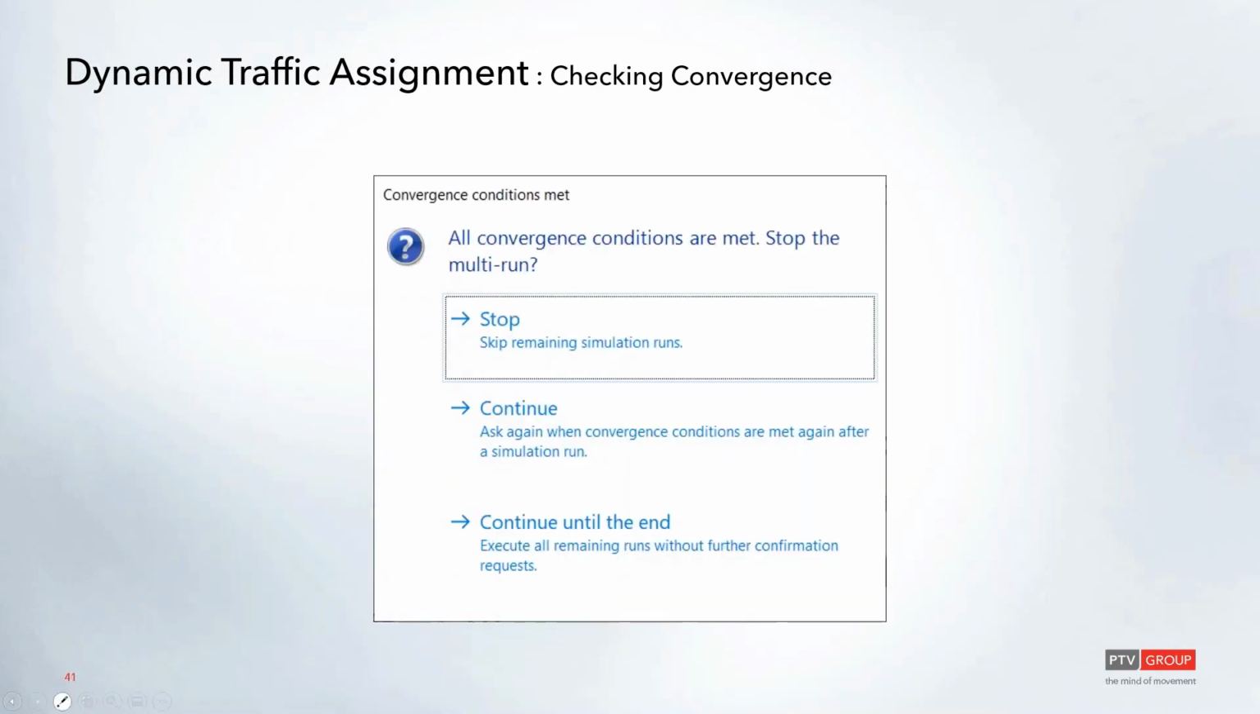And then once the simulation has met the convergence criteria that you have set up, you can set up a little selection box to ask you what you want to do next once that convergence has been reached. So you can either choose to just stop the simulation, or you can choose to continue and try to meet convergence again, or continue until the end and you've finished out all your runs.